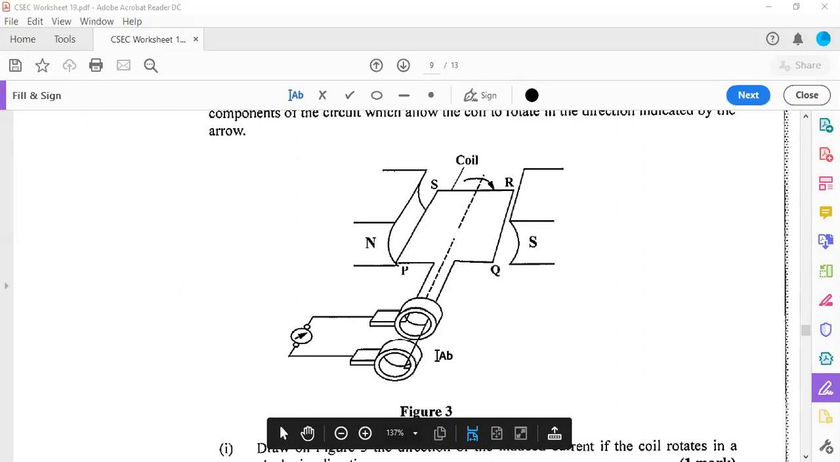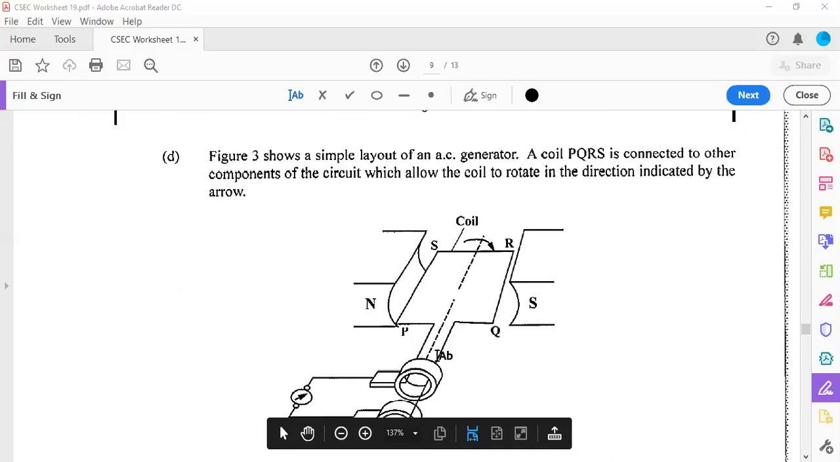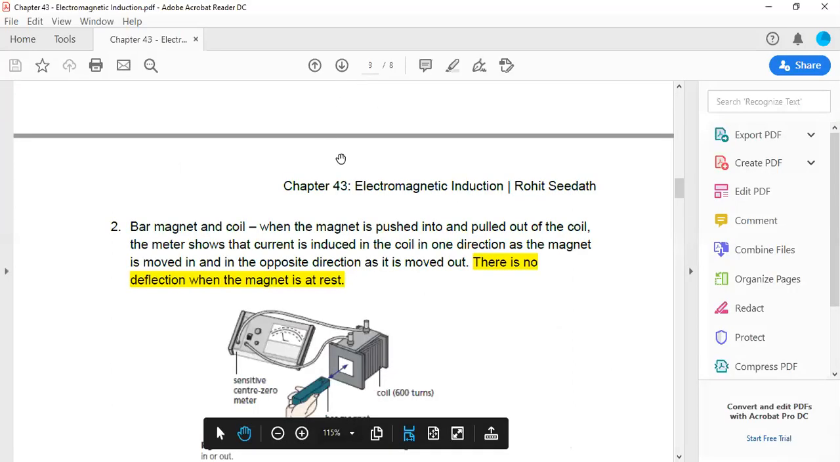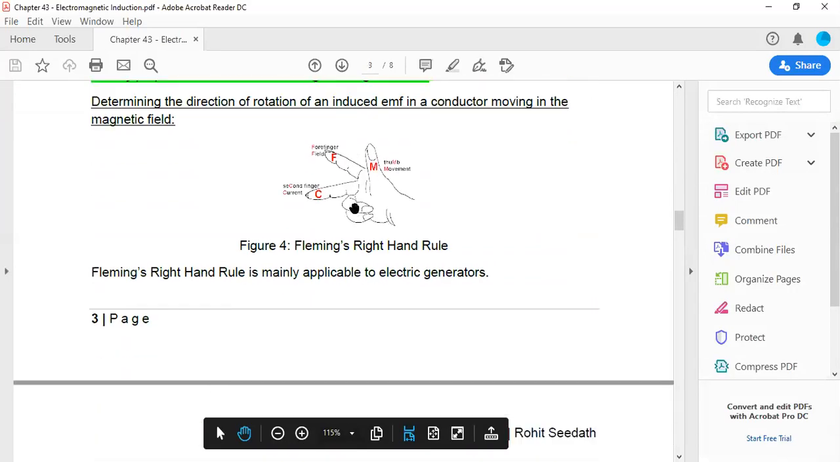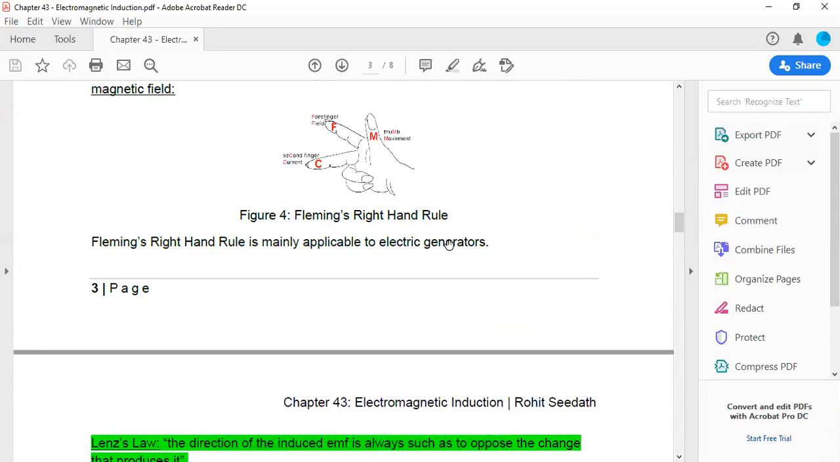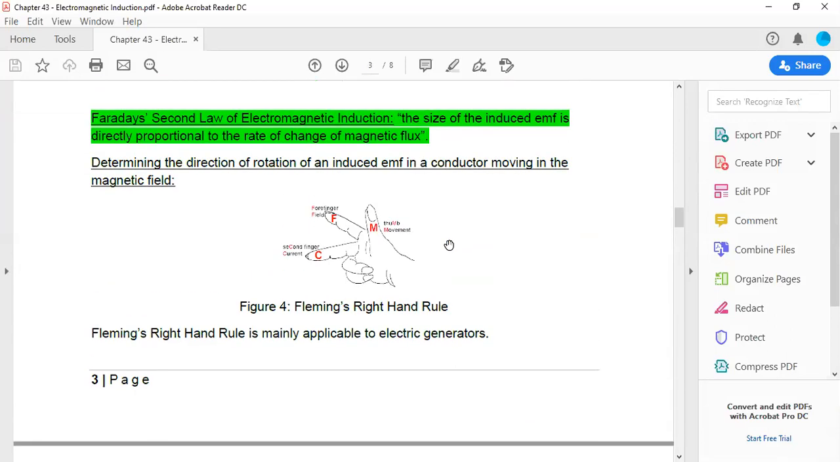So, which rule is used for an AC generator? We're going to use Fleming's. Let me go back to the notes just in case you remember. So we're doing generator first. Fleming's right hand rule is used for electric generator. So we're going to use the right hand rule.